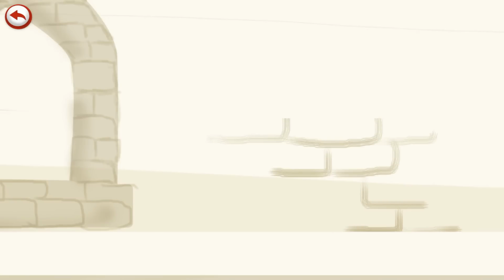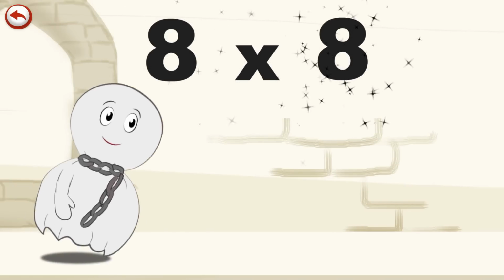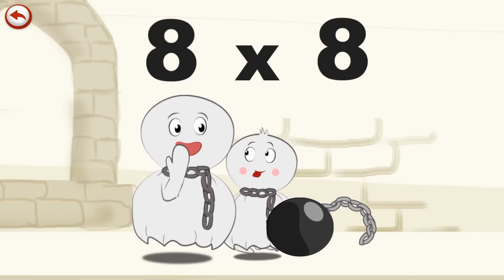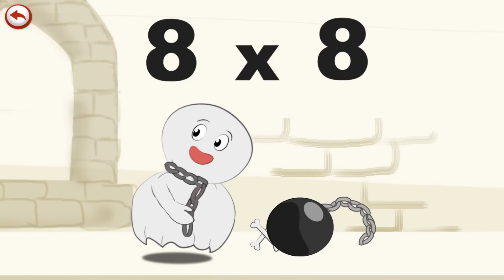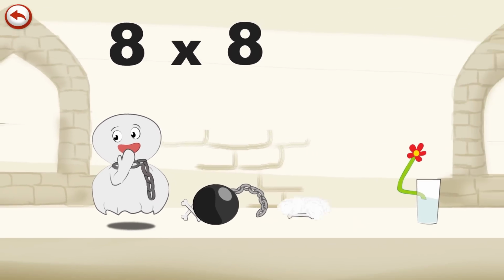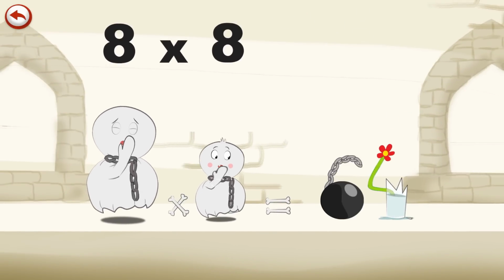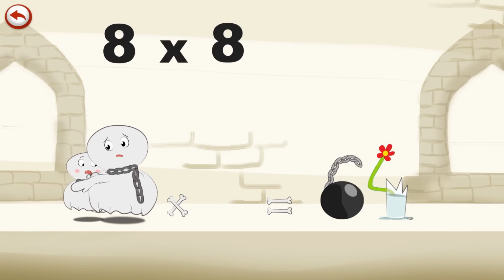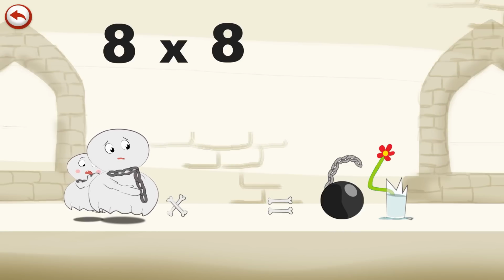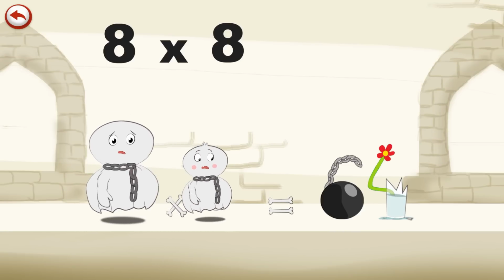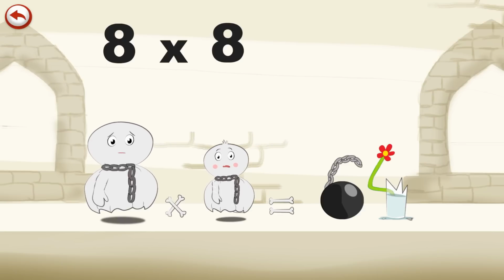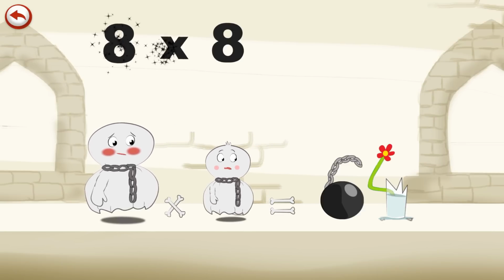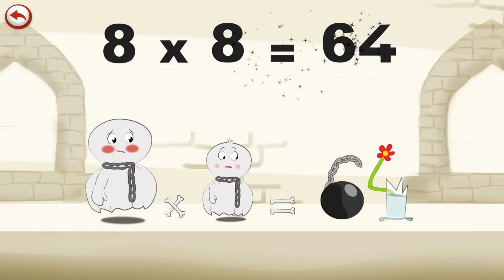What's the story of 8 times 8? Daddy SpookyEight and little SpookyEight love playing football. Daddy SpookyEight encourages little SpookyEight, who kicks his ball and... Whoops! The ball and chain land in the shape of a 6, right on Mummy's beautiful vase, which smashes in the shape of a 4. Oh, shackles. 8 times 8 is 64.